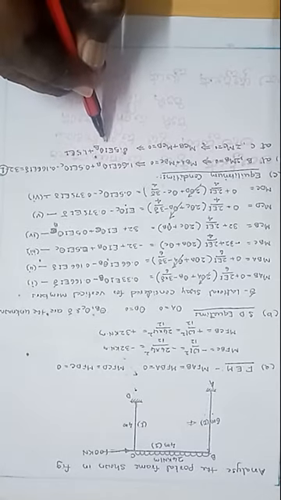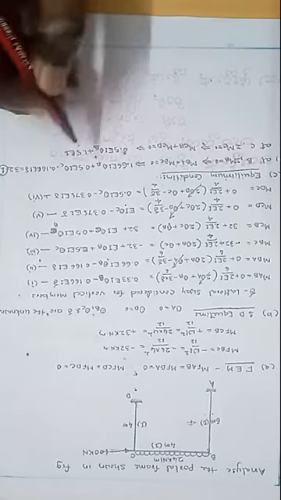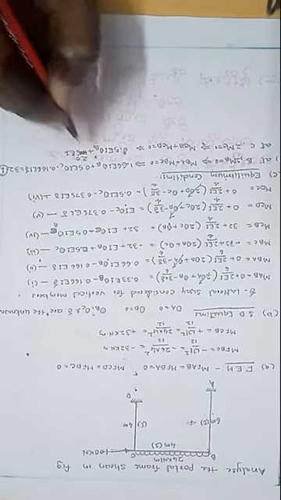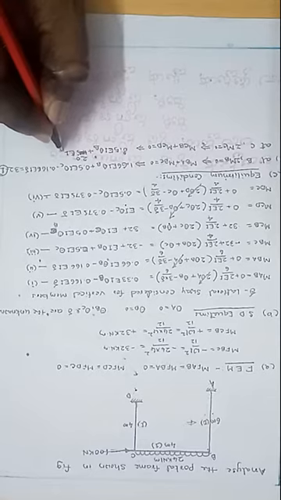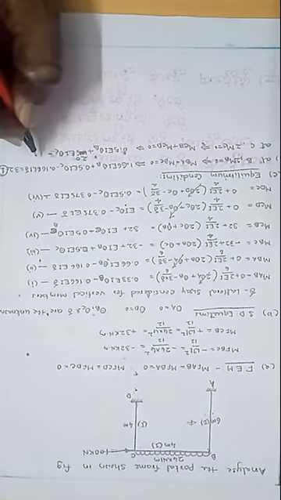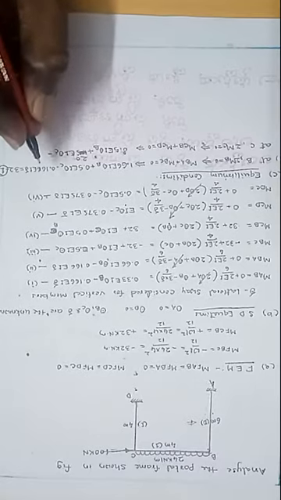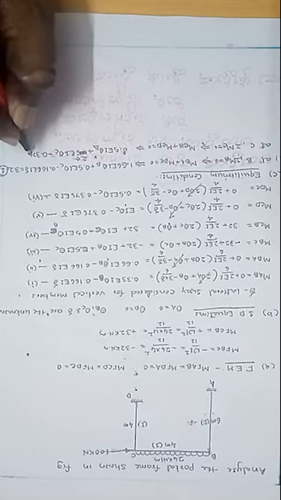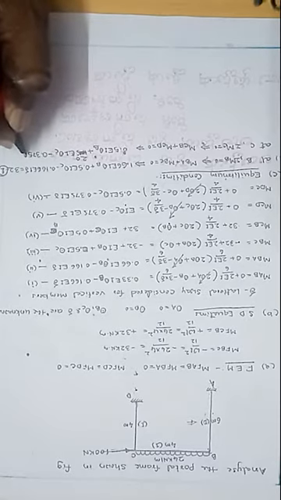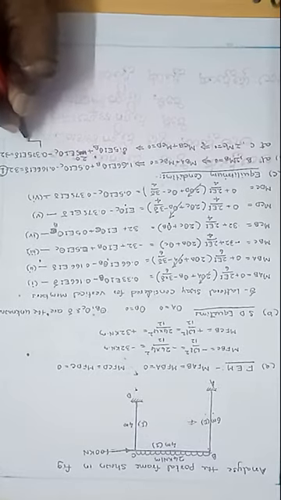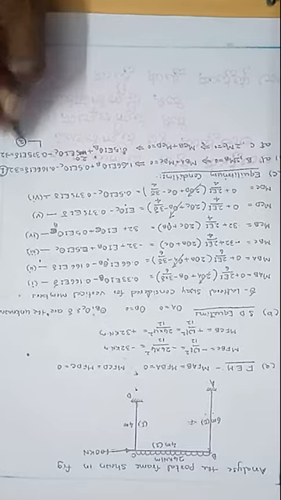Therefore, that one is 0.5 EI theta B plus 2 EI theta C minus 0.375 EI delta, that one equals minus 32. This one is equation number 4.